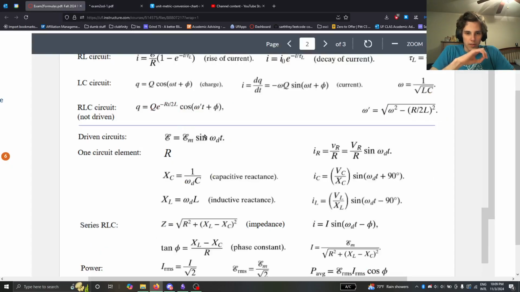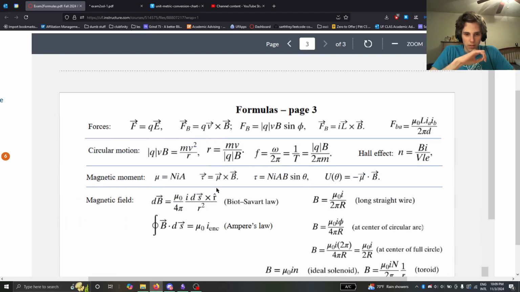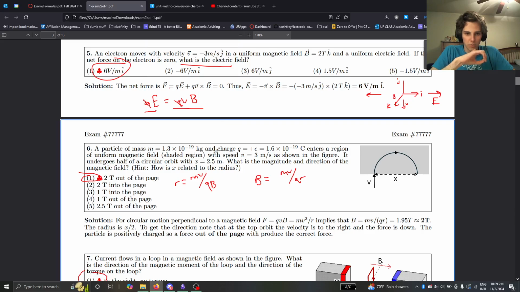Here, you're using this formula, essentially just relating velocity to radius for a certain B, so you can solve for the B. Also, given a velocity, if the B is coming into the page, this is a positive charge, it will be forced to the left, so you need to realize that it's going out of the page, and that's forcing it to the right.